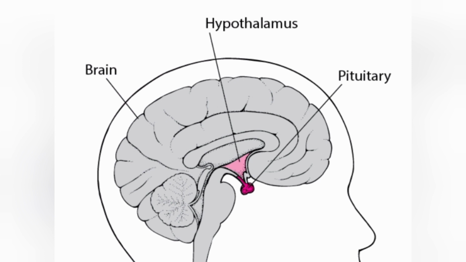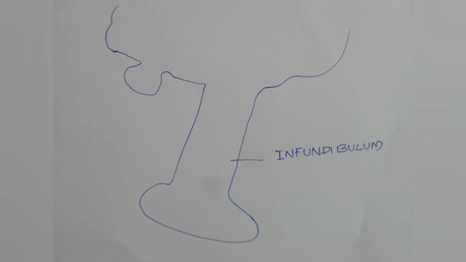It is a pea-shaped gland having a size of about 0.5 grams. It is located below the hypothalamus. It is connected to the hypothalamus with a stalk-like structure known as infundibulum.